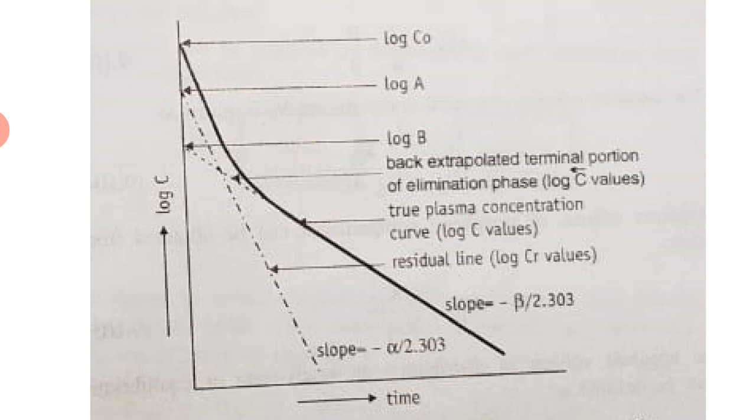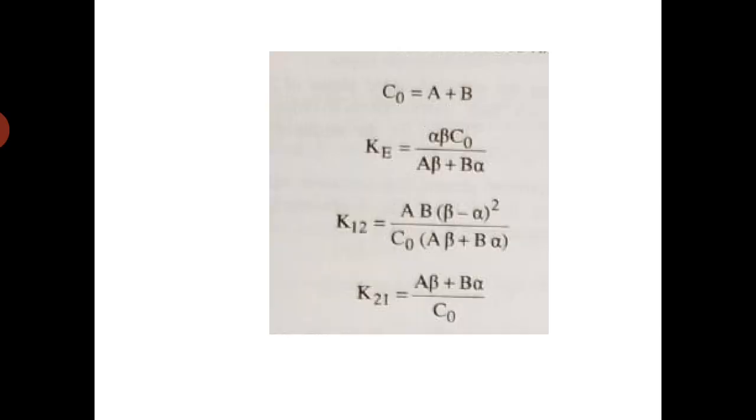Now we got two parameters only. What did we get? We got only alpha and beta. Now from this alpha and beta, by substituting in some of the equations, we need to determine K21, K12 as well as Ke.